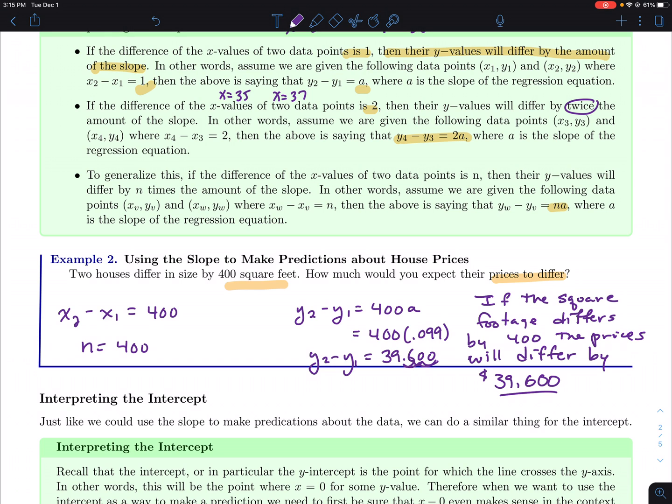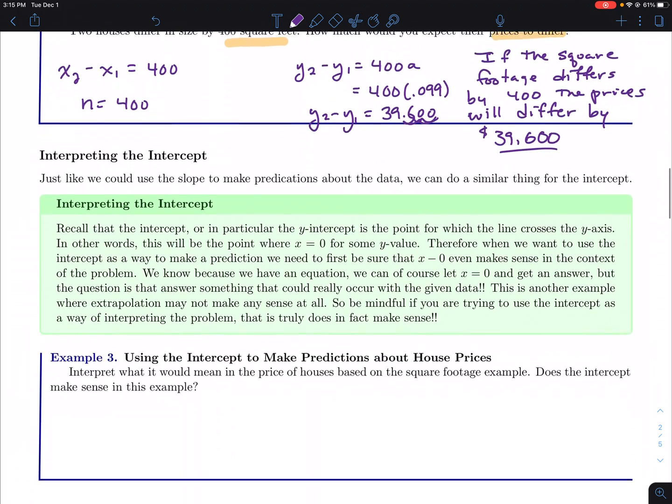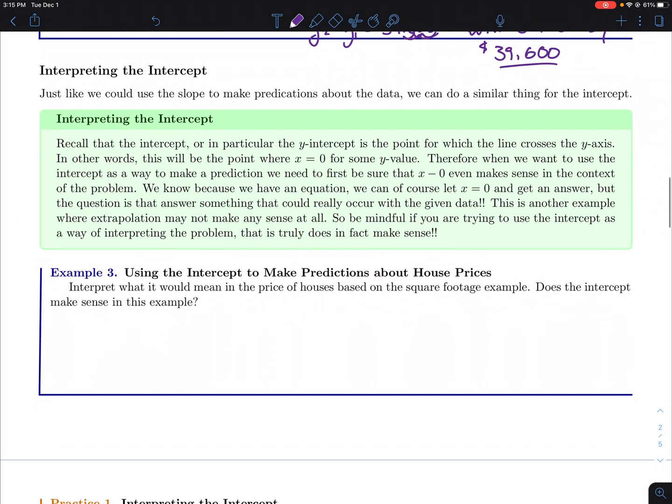So it's not the cost of the house or anything like that. It's just the difference between the two houses. All right, is that okay with everybody? All right, perfect. So now let's look at interpreting the intercept.